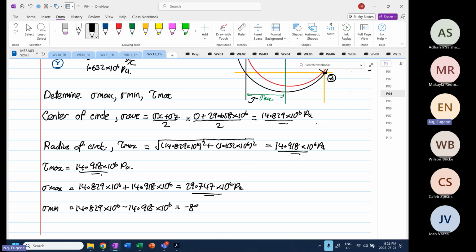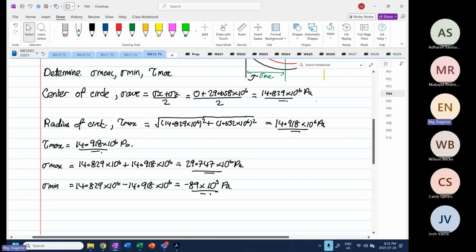Minus 89 times 10 to the power 3 Pascal. Let me do it again. 14.829 to the power 6 minus. Okay. Right, so we have calculated our maximum stress. Okay, normal stress, minimum normal stress. And also we have calculated our tau max.